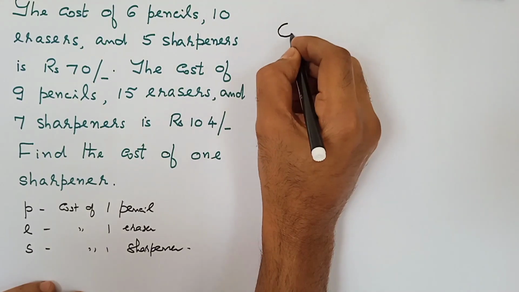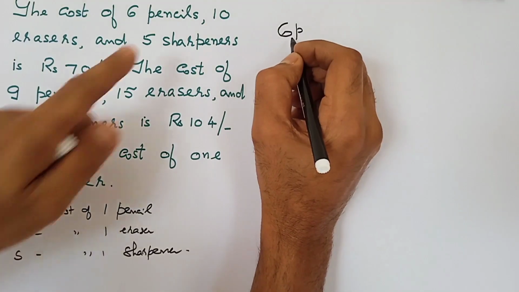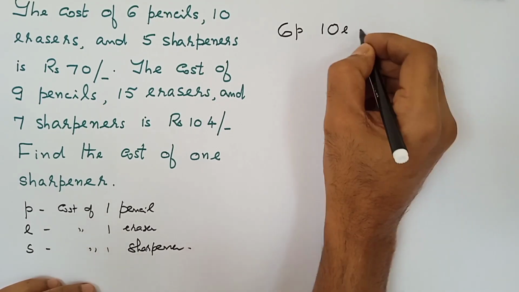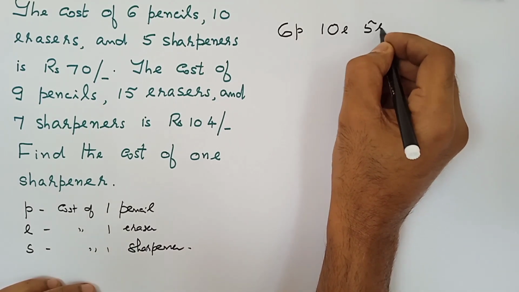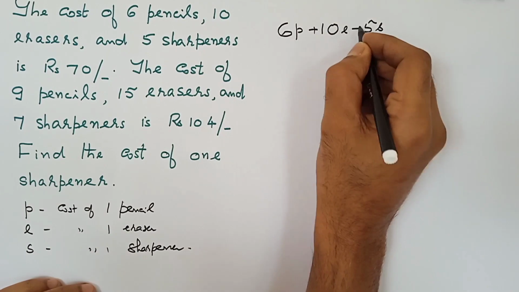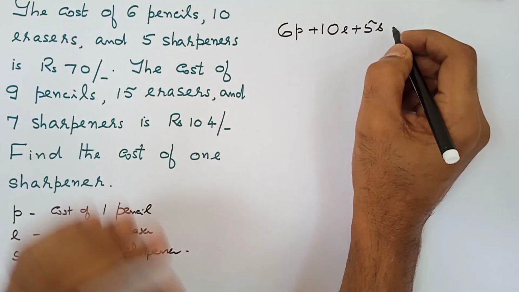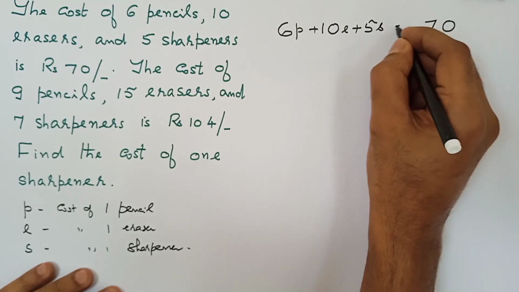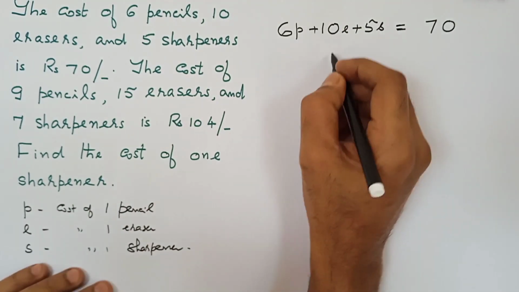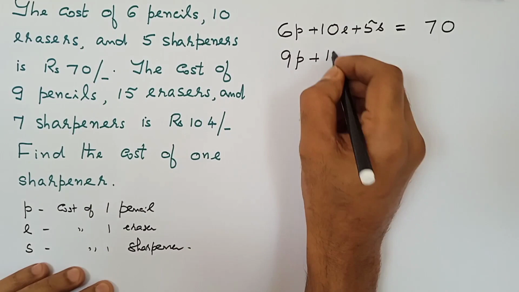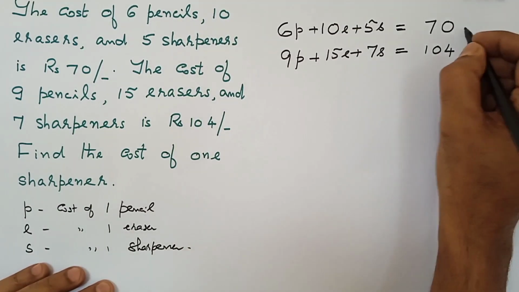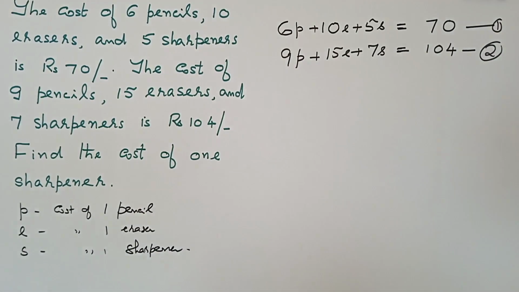Now, what will be this? This will be the cost of 6 pencils. Similarly, the cost of 10 erasers, 5 sharpeners. If you sum this up, you get the total cost of all these items you bought, which is given to be 70 rupees in the problem. Similarly, we got two equations, 1 and 2.